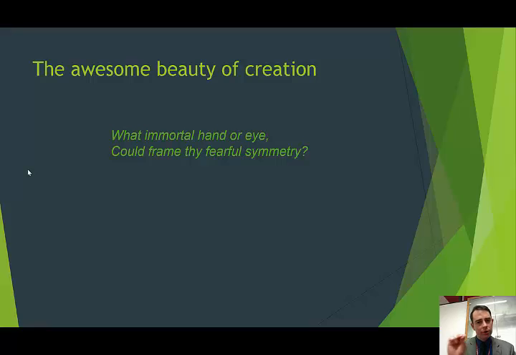So we know from the outset of the poem, in the first stanza, that the immortal hand or eye is a reference to God. We know also from this word here, frame. To frame, and here it's used as a verb, so not as a noun, it's used as a verb.